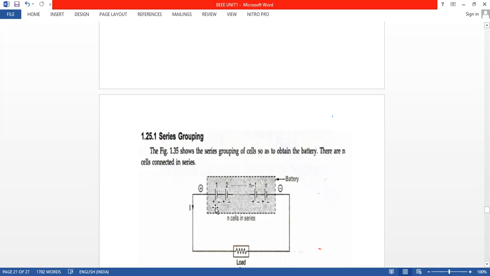Negative terminal of first battery is connected to which terminal? Positive terminal. Here also, negative is connected to positive. Okay, series connection, negative is connected to positive. Now we are having n number of batteries.